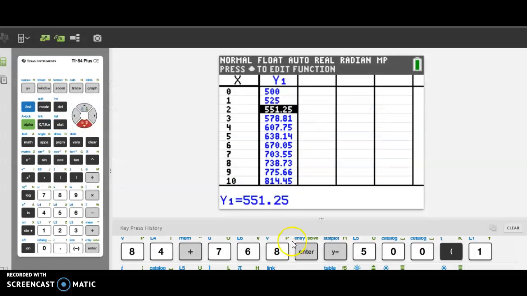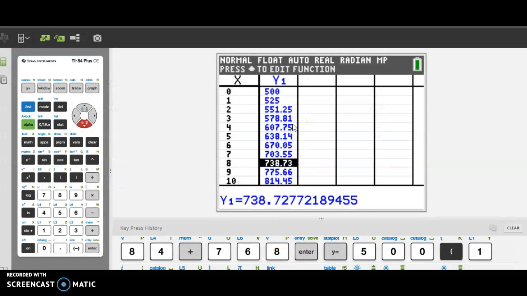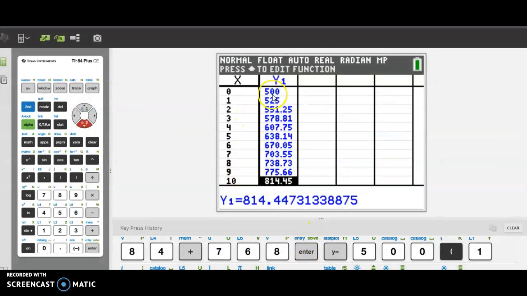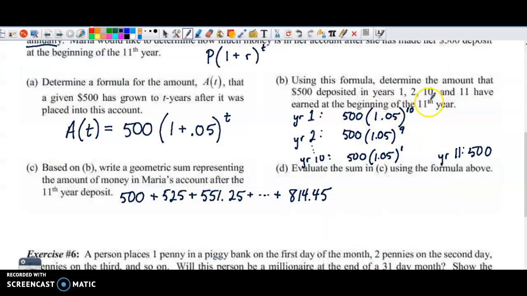Plus, as I use my calculator, all the way up to, if x was 10, this would be the first payment that she had, accumulated all the way up to $814.45. As you probably noticed, there are actually 11 numbers written down here, which is why the problem said at the beginning of year 11. Otherwise, there'd be 10 years, and you wouldn't start at 500. You would have started at 525.